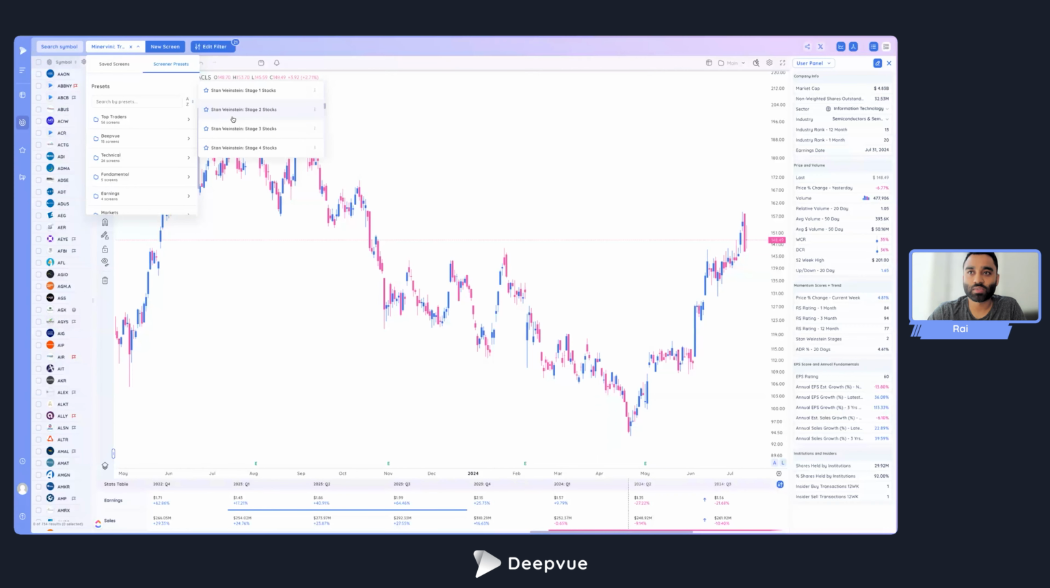Most of the scans that you will see underneath screener presets and top traders are related to growth. We have some momentum-based screens, some purely fundamental screens, so 20% EPS, 20% sales, and then others like Stan Weinstein purely scan for different stages. So if a stock is in stage 1 versus a stock in stage 2, you can segment the market that way and go through them as well.